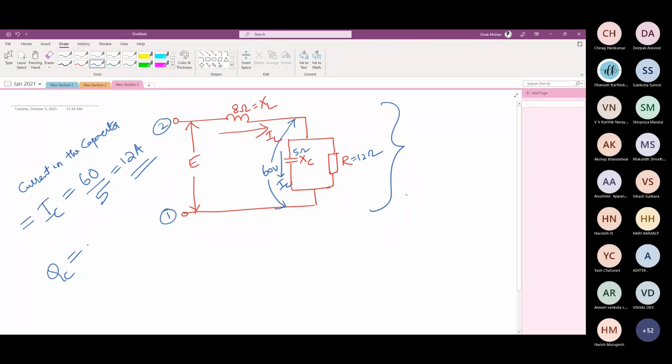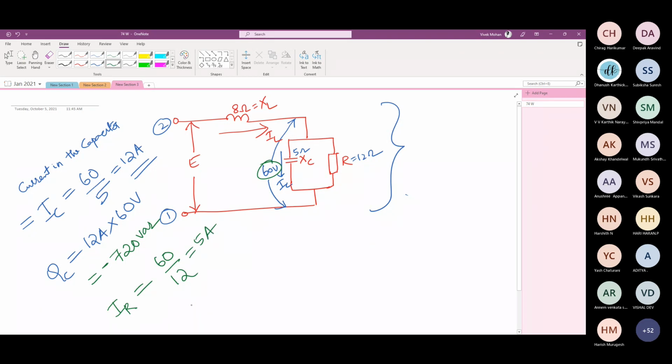Now, how will I find QC? 12 amps is the current, right? Into 60 volt is the voltage across capacitor. It is given 60 volt is the voltage across capacitor. So this will give me 720 var, but with negative sign. Now, how will I find the current in the resistor? IR. 60 is the voltage, again divided by 12 will give me 5 amps.